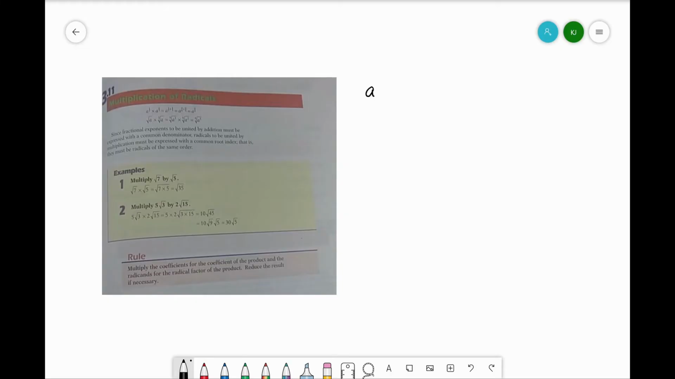So for our first example here, we're going to take a to the power of 1/2 and multiply it by a to the power of 2/3. We can say that this is also a to the power of 1/2 plus 2/3. So then we're going to have to make these have the same denominator. So that's going to be a to the power of 3/6 plus 4/6, which will then be a to the power of 7/6.